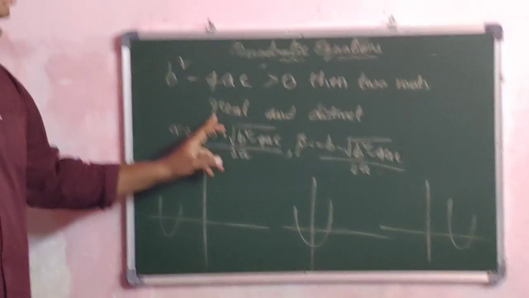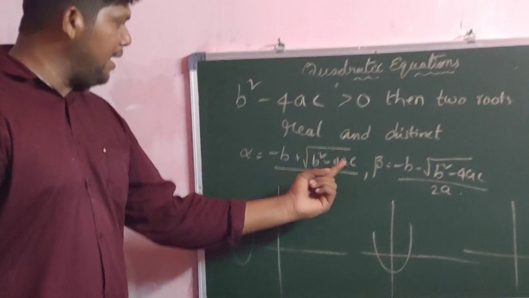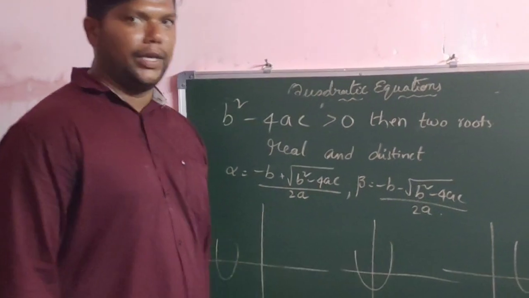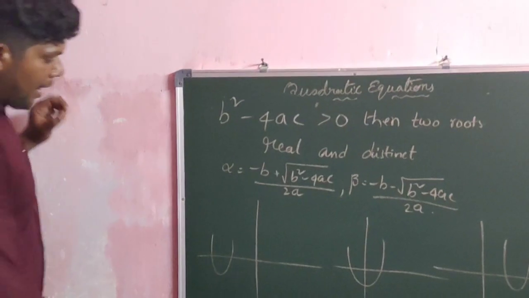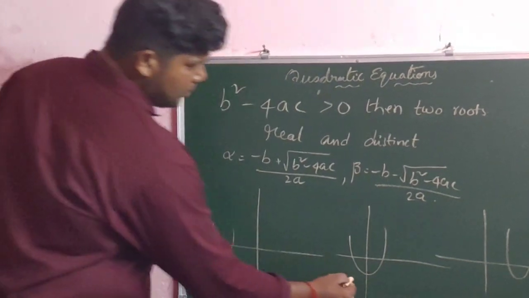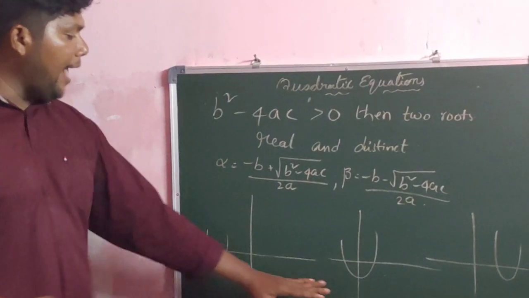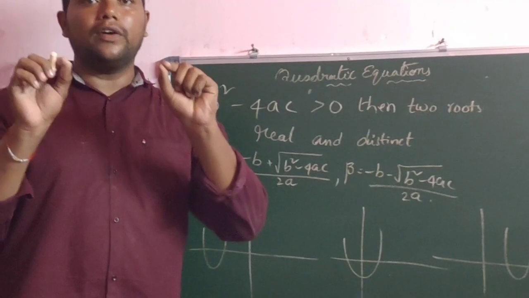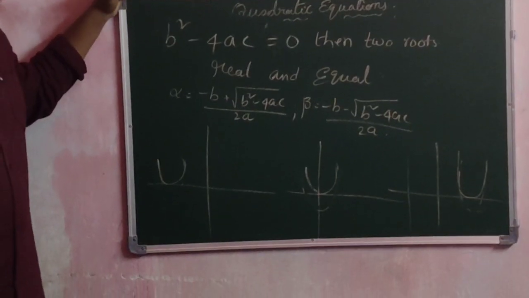Then the two roots are real and distinct. So alpha is minus b plus root of b square minus 4ac by 2a, and beta is minus b minus root of b square minus 4ac by 2a. The roots are distinct, as we said. So this is the upward parabola. Where does this parabola come? It comes near the x axis. The first one is negative, this is positive and negative, and this one is completely positive. But definitely it cuts the x axis at two distinct points.